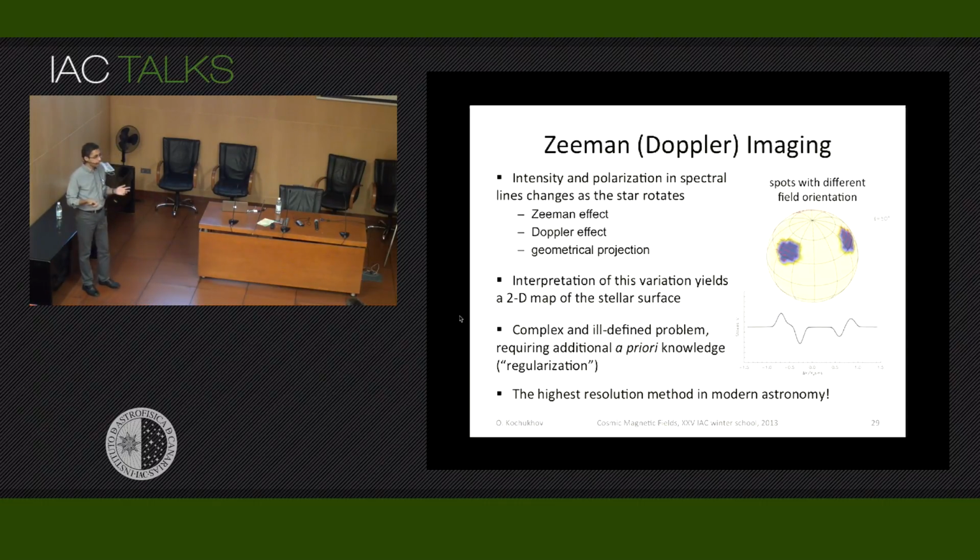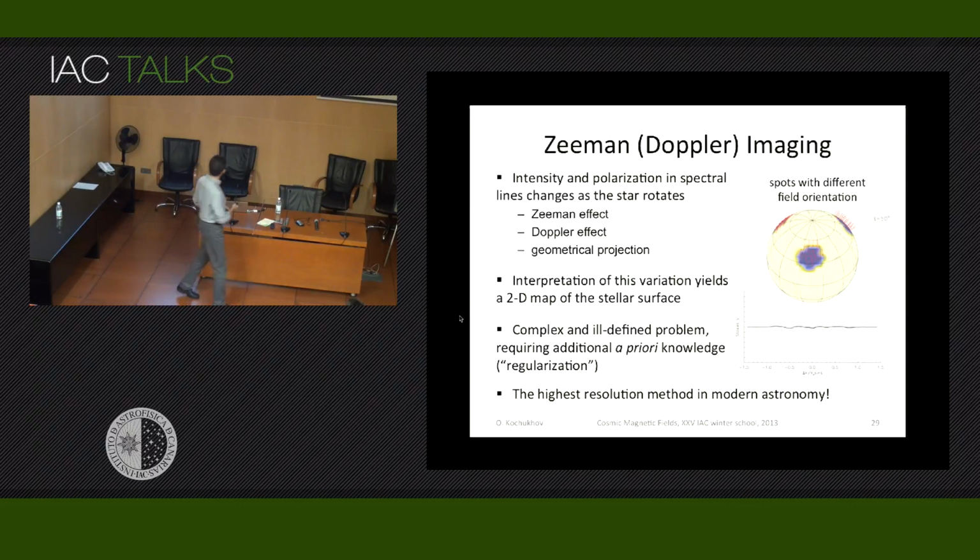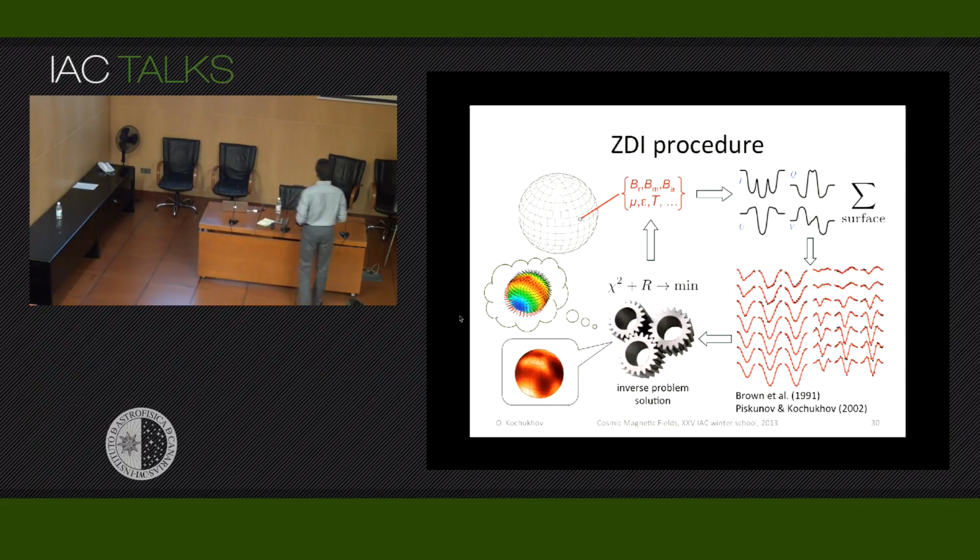And to resolve such spots in a direct way with imaging, we would need telescopes the size of solar systems, something like that. So it's quite impressive if you calculate these numbers.